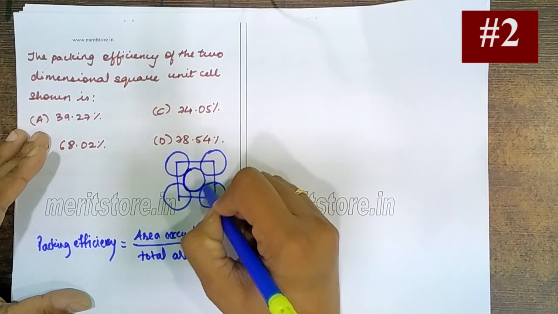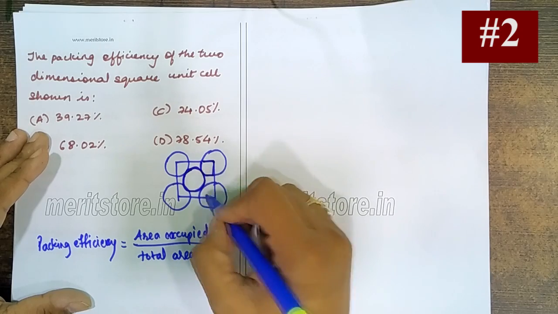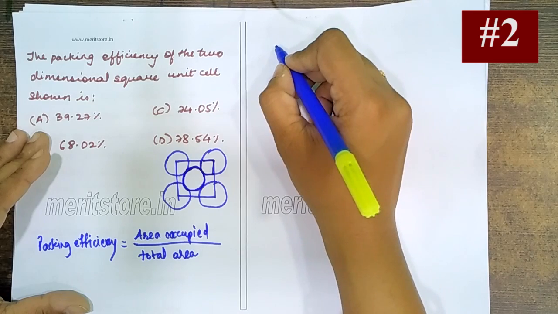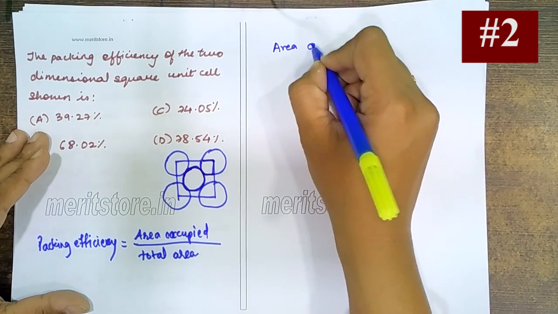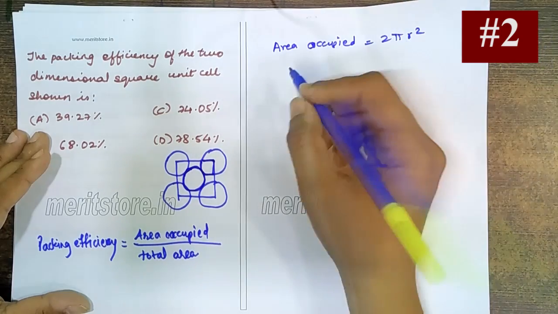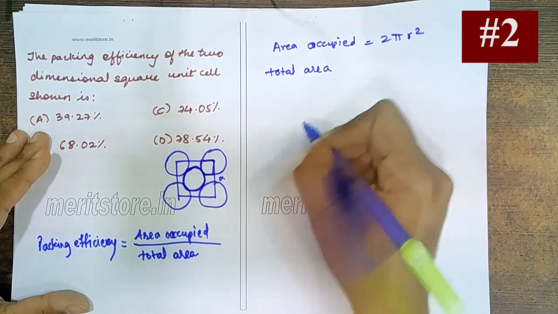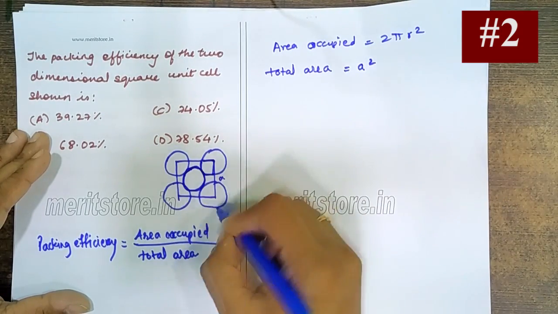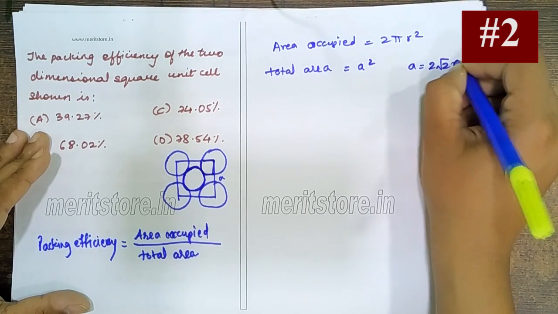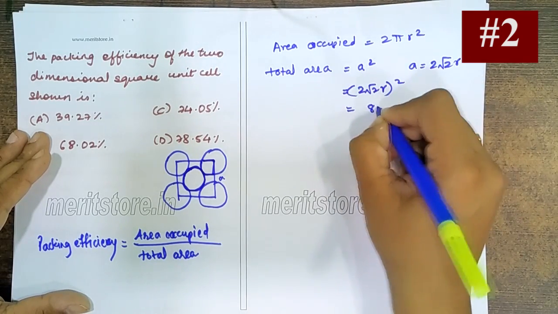Now this is a circle, as it is a two-dimensional thing. This is one circle and this is 1/4 part of a circle. So that makes around 2 circles over here. One circle is pi r square. So the area occupied by 2 circles will be 2 pi r square. Now the total area, if I say the edge length is A, will be A square. But this is like a face center, FCC. A is equal to 2 root 2 r. So if I put it here, 2 root 2 r square, it will be 8 r square.